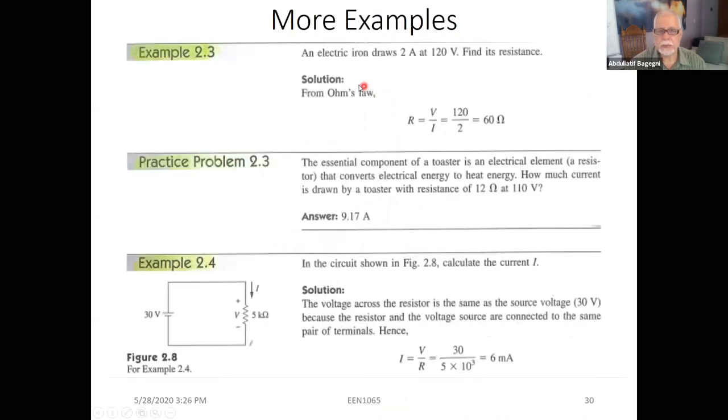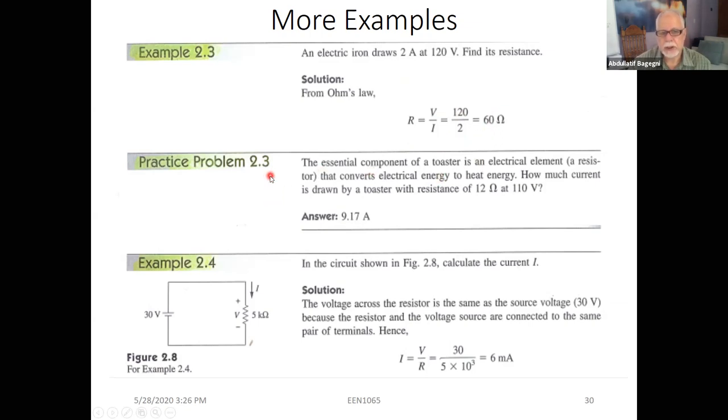Okay, more examples here. We have an electrical iron that draws 2 amps at 120 volt. Find the resistance. Again, knowing the units, you easily know what these quantities are. We are given current I equals 2 amps, and voltage 120. We need to find the resistance. Using Ohm's law, it's easy to determine the resistance of that electrical iron. V over I, 120 over 2, so that iron has 60 ohm resistance.